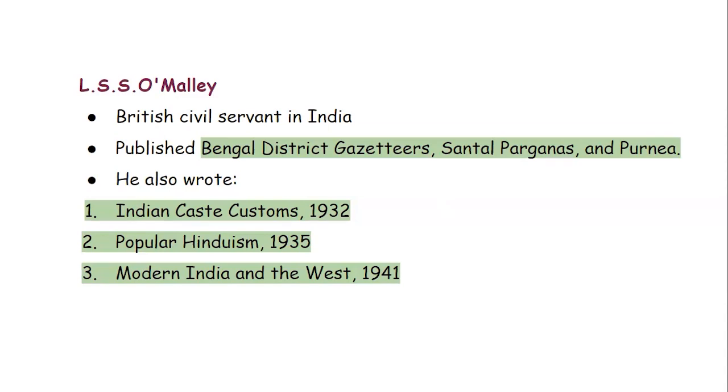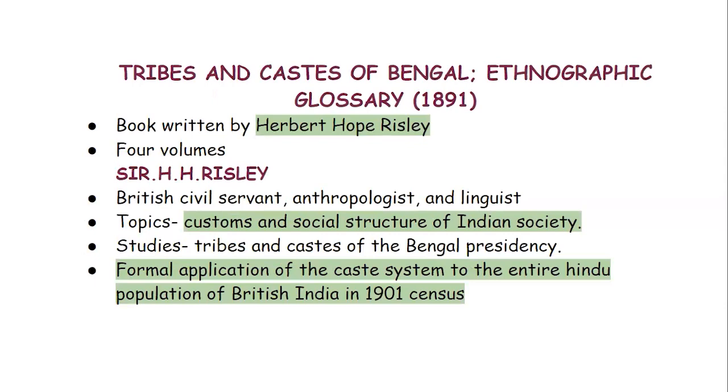Now let's move on to the next option, which is Tribes and Castes of Bengal, Ethnographic Glossary, which is written by Herbert Hope Risley, or you might know him as Sir H. Risley. This book got published in 1891 and it has 4 volumes. Sir H. Risley was a British civil servant, anthropologist, and linguist who published widely on the customs and social structure of Indian society.